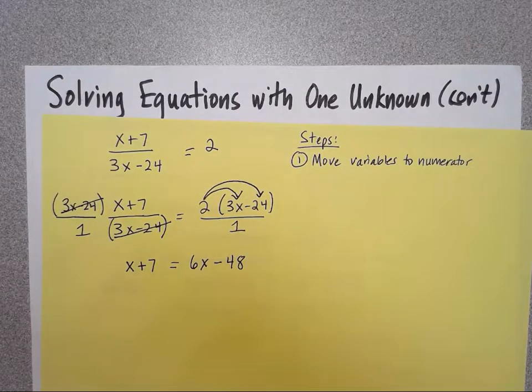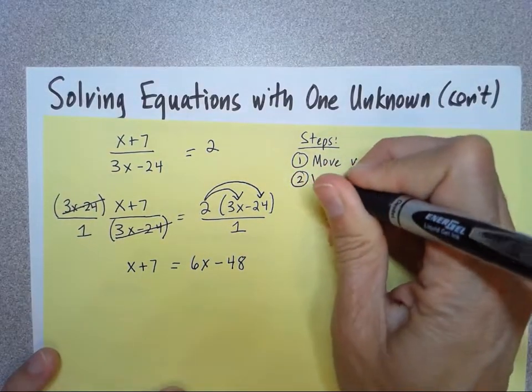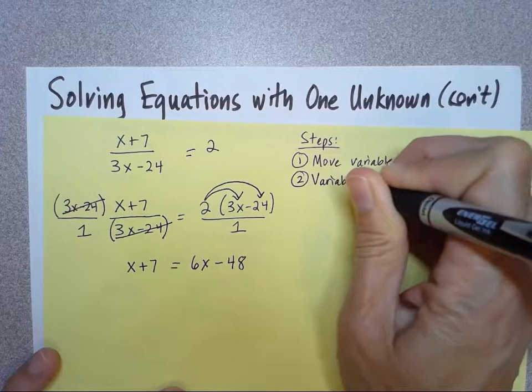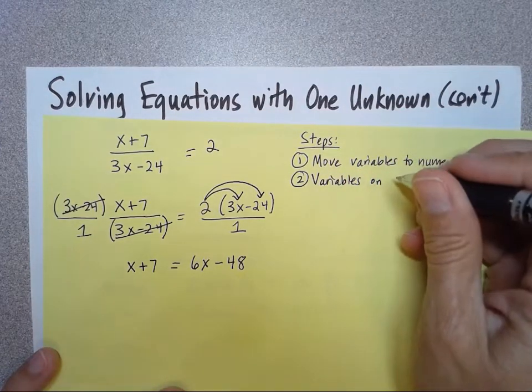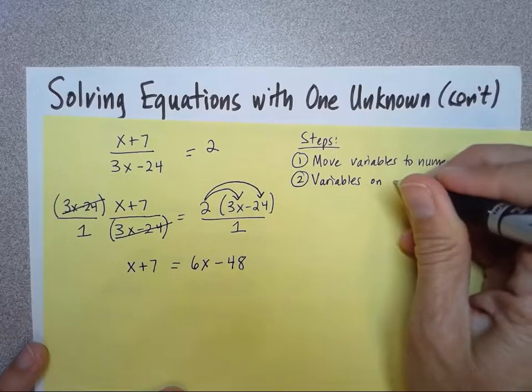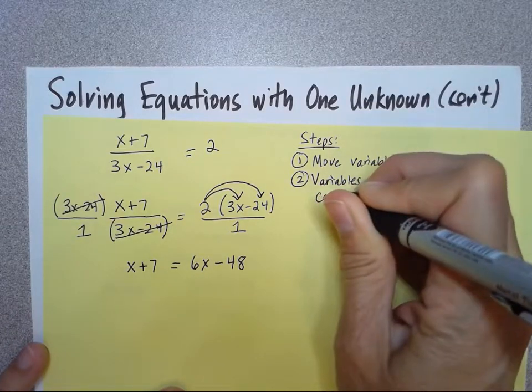Either way you want to do it, you're going to have a minus sign in front of that 48. Okay, now we've got everything in the numerator. We're going to get our variables on one side and our constants on the other. And by one side, I mean one side of the equation, equal sign, excuse me. Variables on one side, constants on the other.